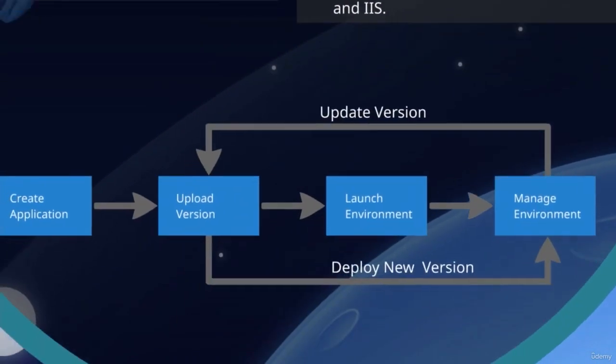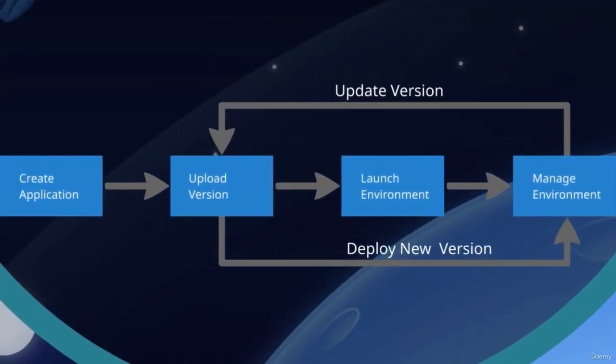The Elastic Beanstalk process starts with us going through an application creation process where we will first off upload a version of our software or our code or whatever it is. And then Elastic Beanstalk will launch an environment, and that will consist of EC2 instances, or it could be a single EC2 instance.